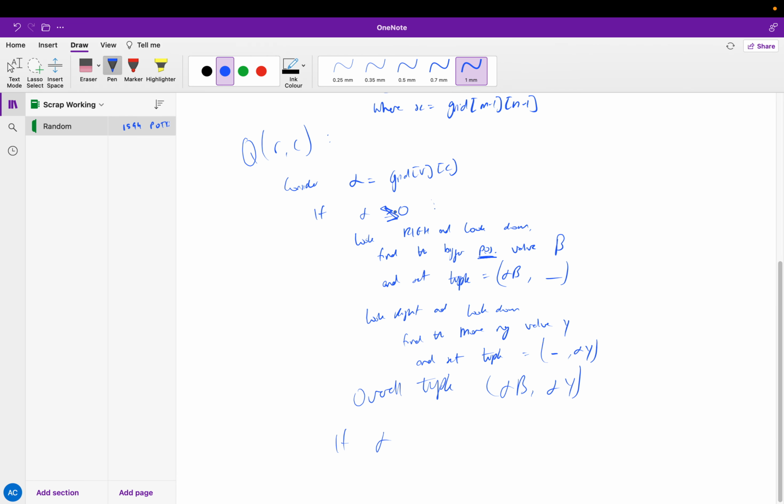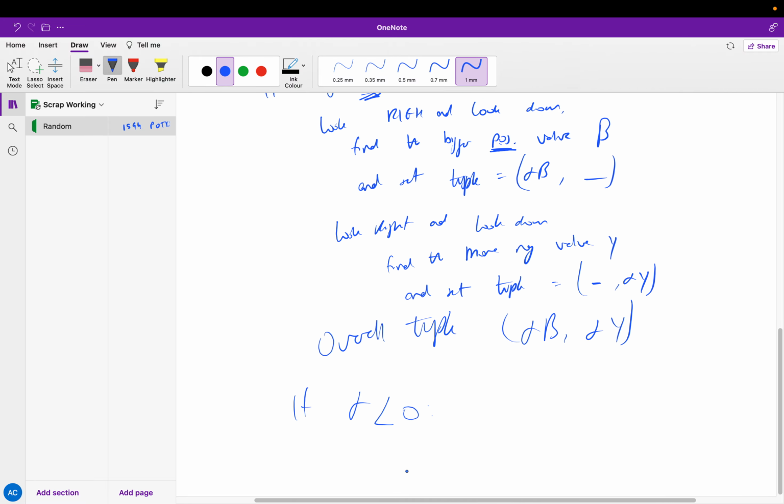And then maybe I can do 3 cases. If alpha is strictly greater than 0, then do that. If alpha is less than 0, then do something else.